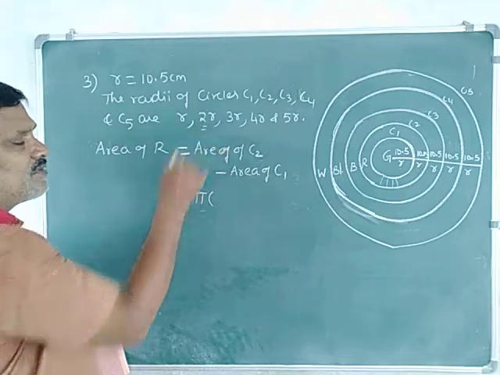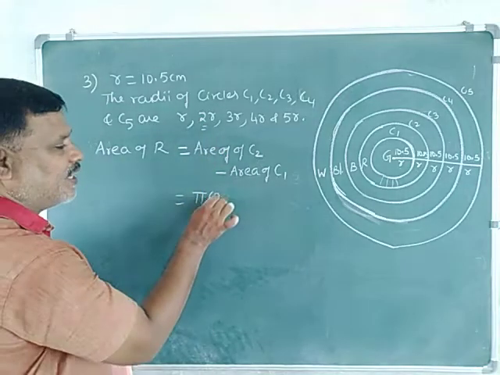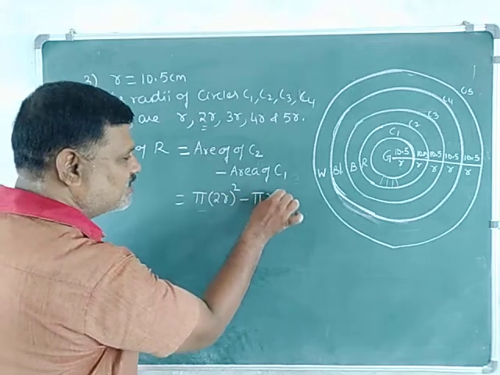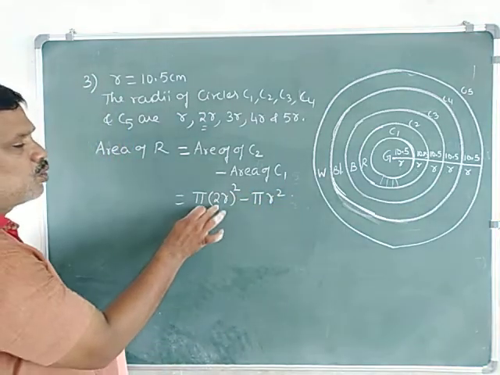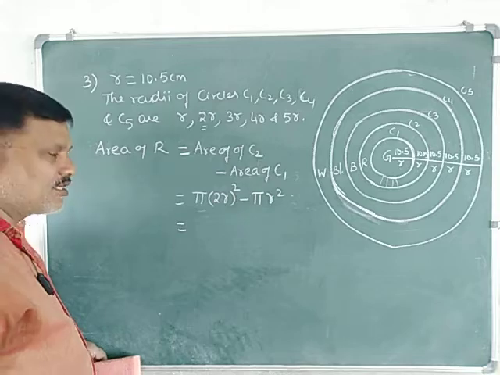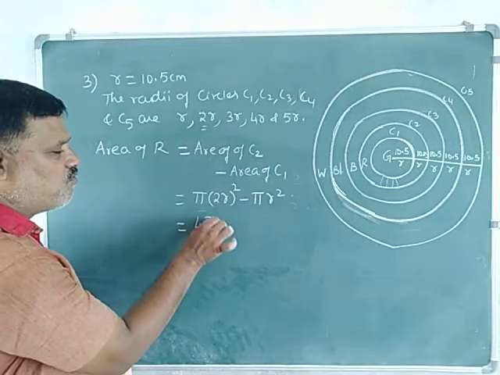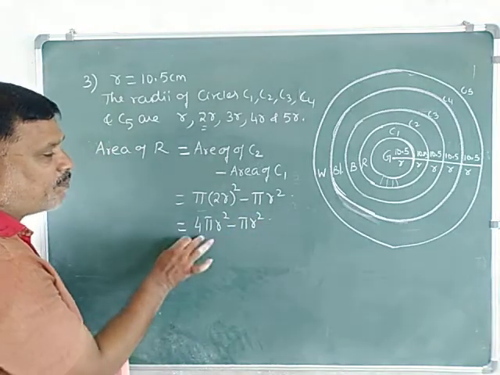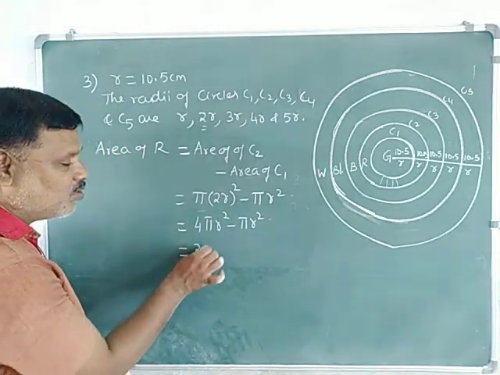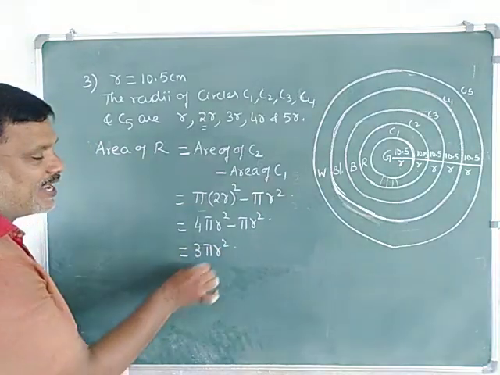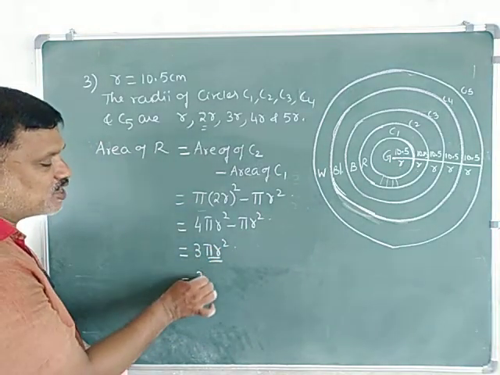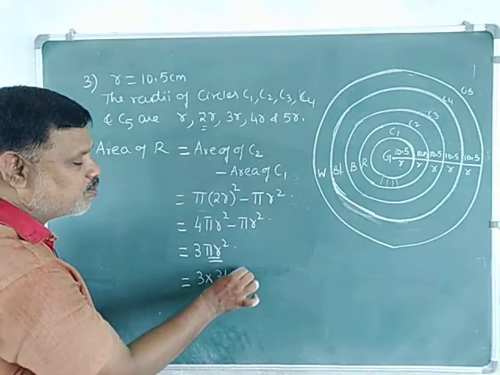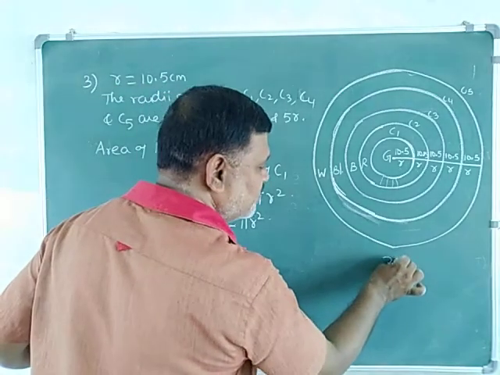Now area of C2 is pi times radius squared. The radius of C2 is 2r, so I get pi of (2r) whole squared, minus C1, which is pi r square. So (2r) whole squared is 4r square, so this will be 4 pi r square minus pi r square, which is equal to 3 pi r square. And what is the value of pi r square according to the previous step? 346.5. Don't forget this value.